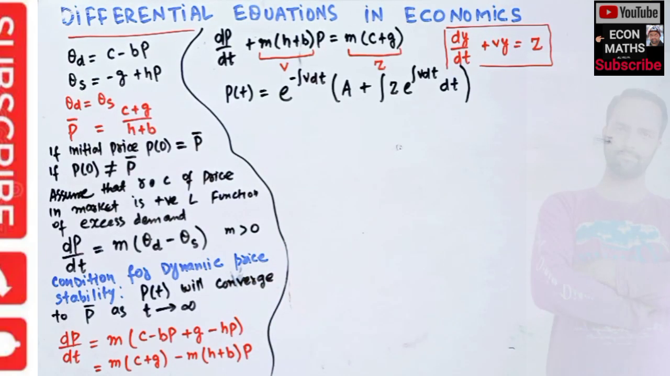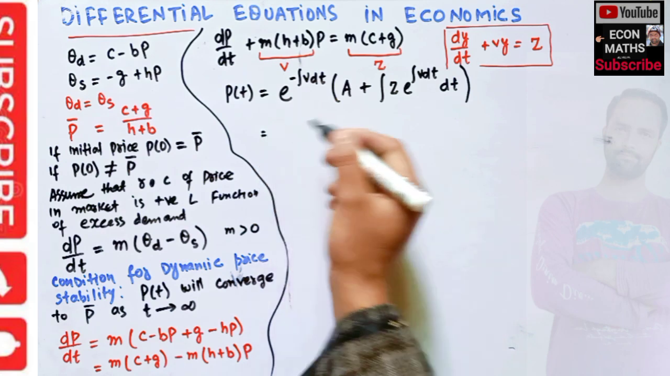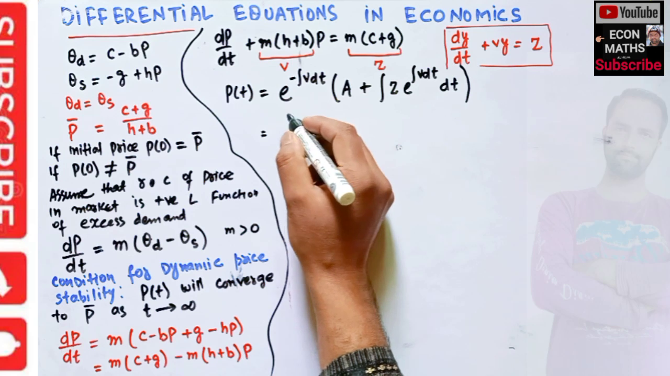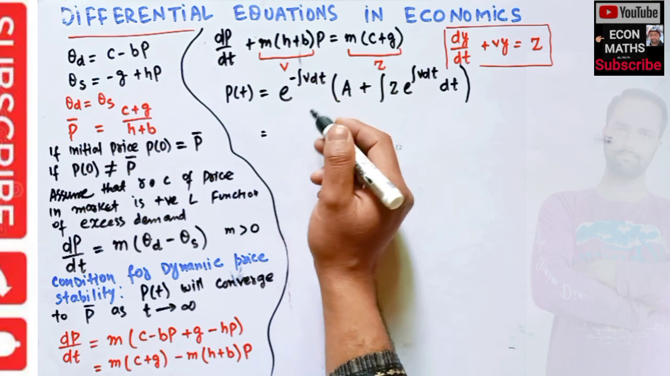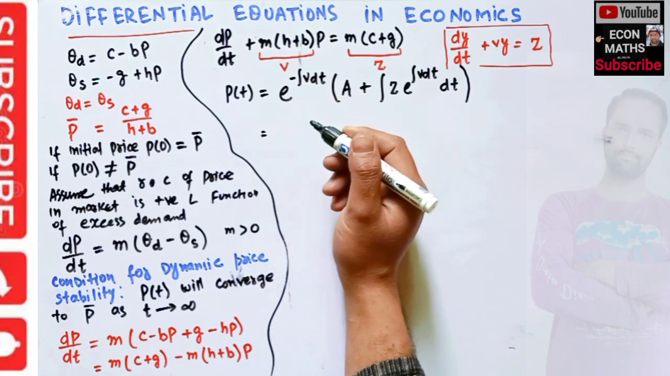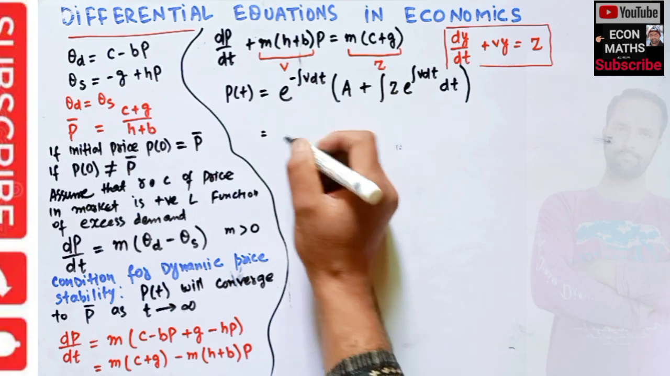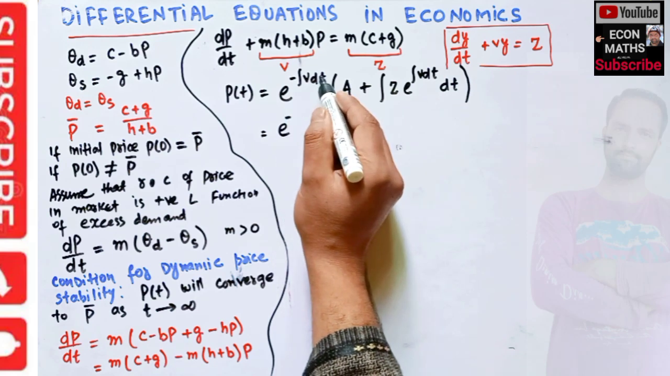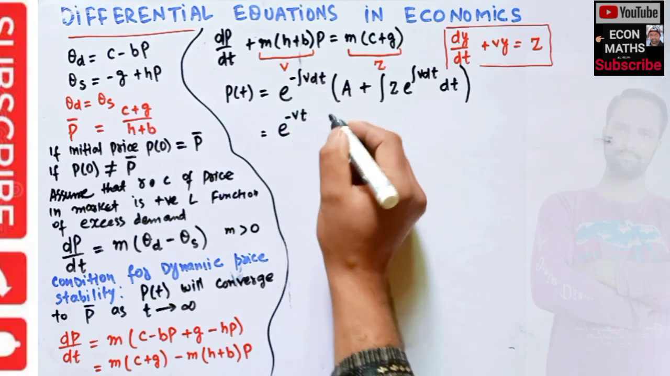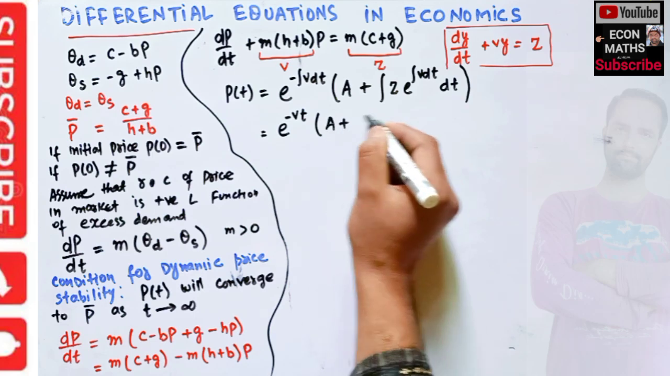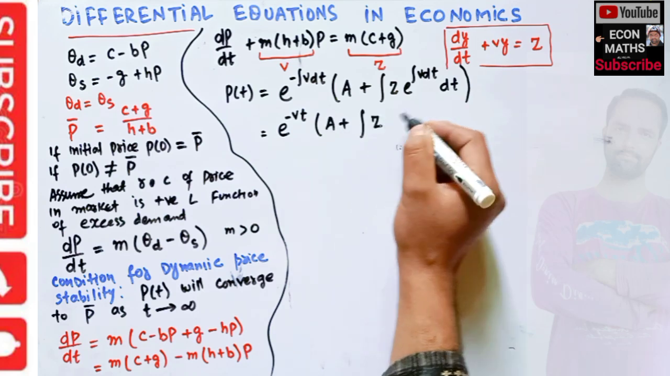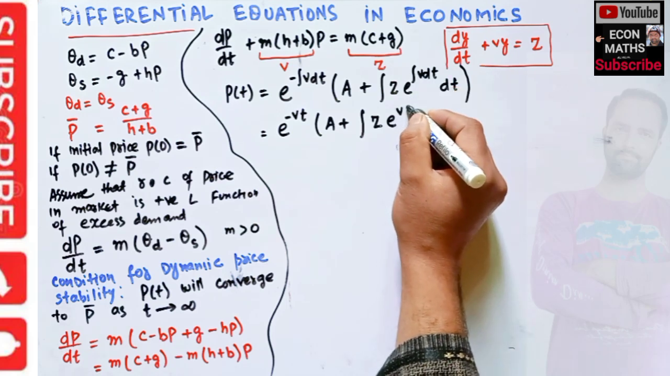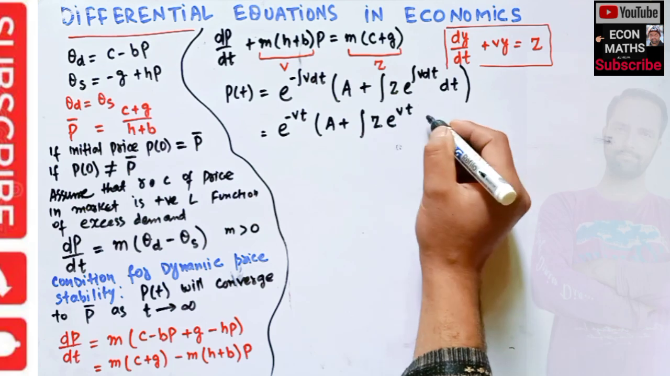So rearranging this again, so we have e raised to the power, so let me write it here. Let me see, e raised to the power v dt. Okay, so let's write e raised to the power minus the integral of dt, which is t, so we are left with vt. Then we have A plus the integral of z e raised to the power, again the integral of v dt will be equal to vt. Okay, then we have dt.